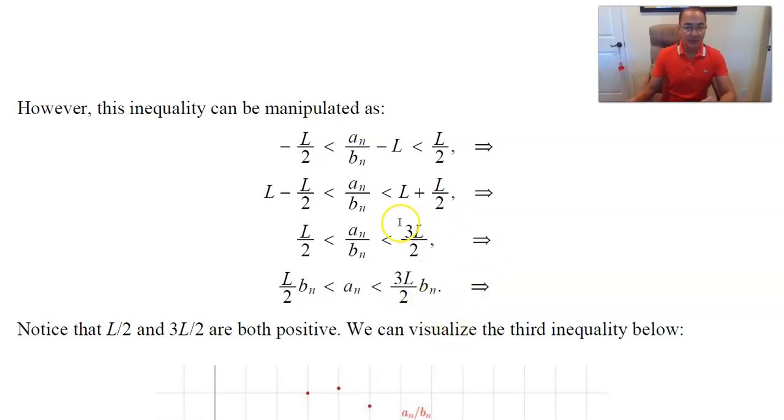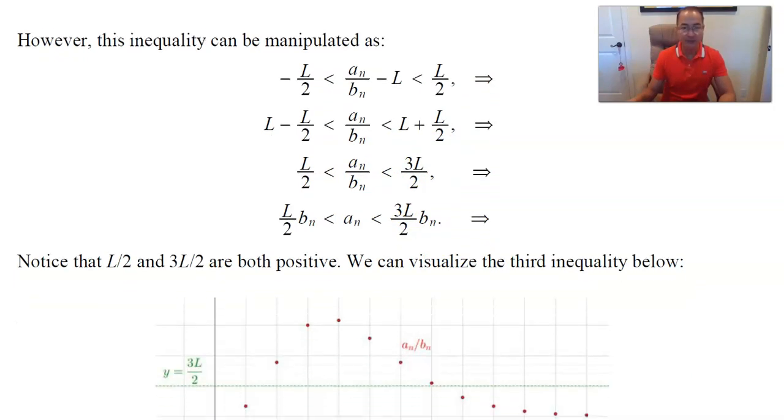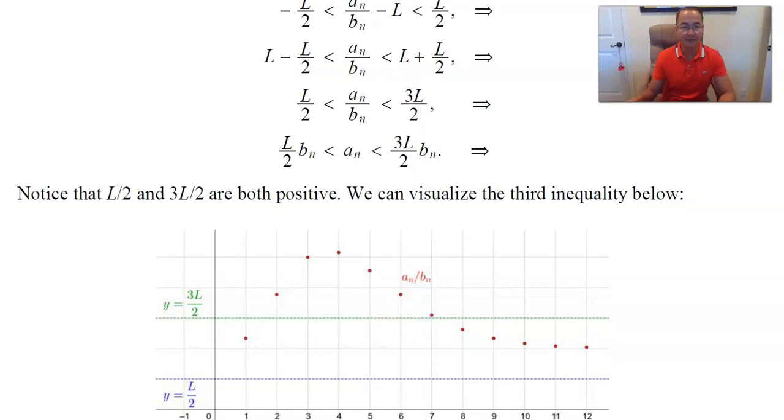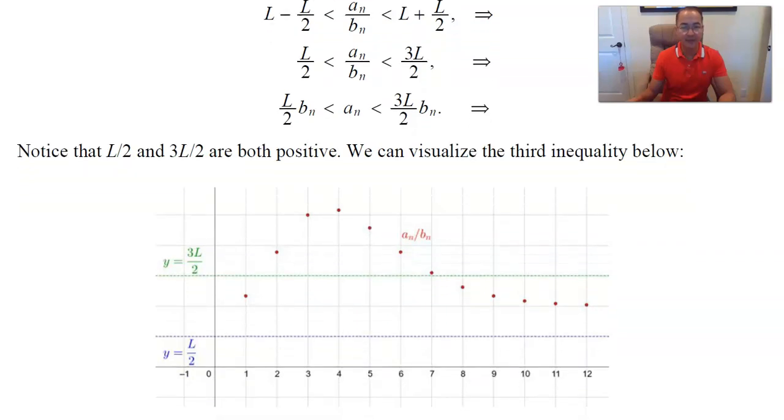Okay, so this third inequality can be visualized using our epsilon strip. And here's the beautiful diagram over here, of course, thanks to GeoGebra. Okay, here's our x-axis, or I should say our n-axis. And here's the limit L.